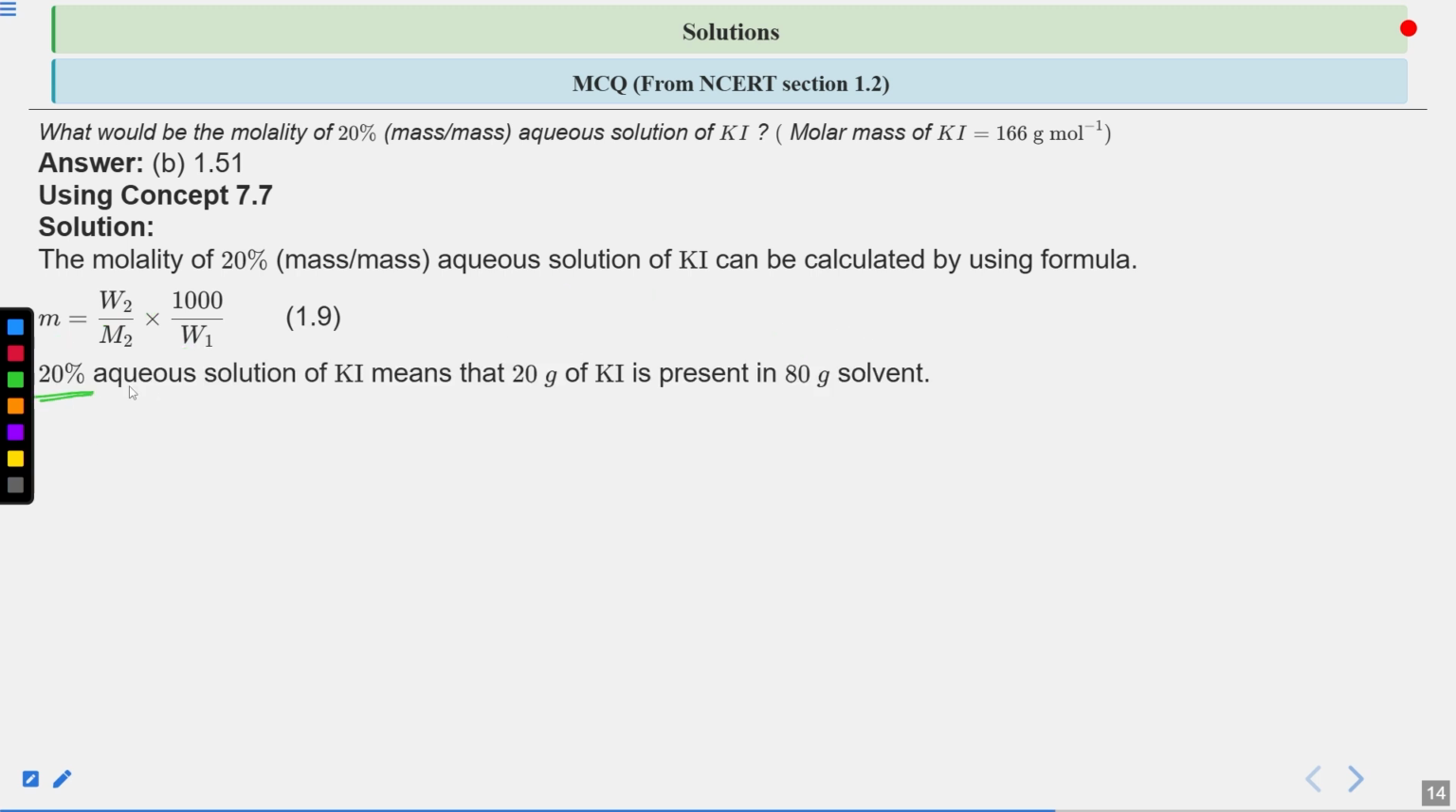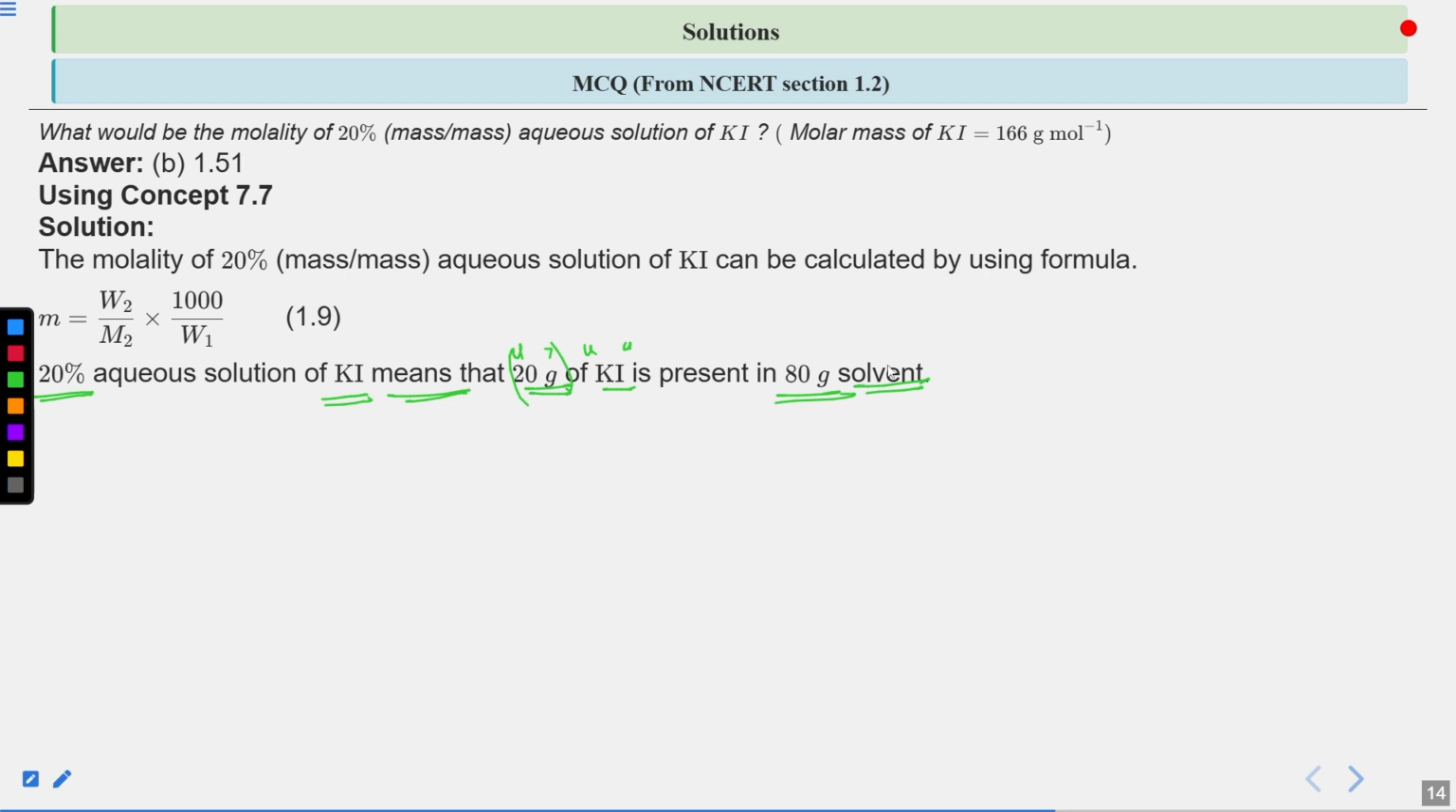So a 20% aqueous solution of potassium iodide, what does it mean? It means that 20 grams of potassium iodide is present in 80 grams of solvent. In total we are talking about a 100% solution. In that 100% solution, a 20% aqueous solution of potassium iodide means that 20 grams of potassium iodide is present in the 80 grams of our solvent.